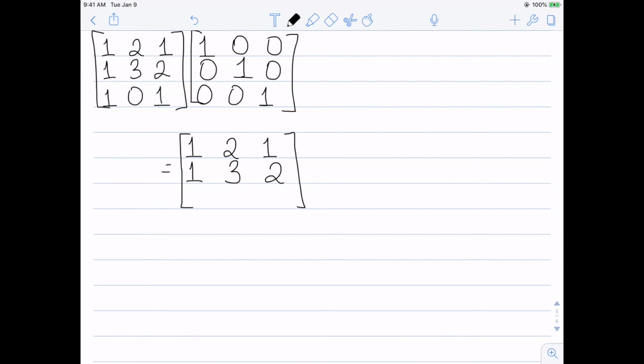Third row, first column, gives me 1 plus 0 plus 0. Second column gives me 0 plus 0 plus 0. And finally, third row, third column gives me 0 plus 0 plus 1. So once again, I got this matrix that I wanted.